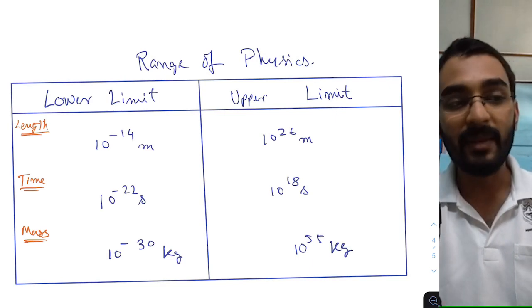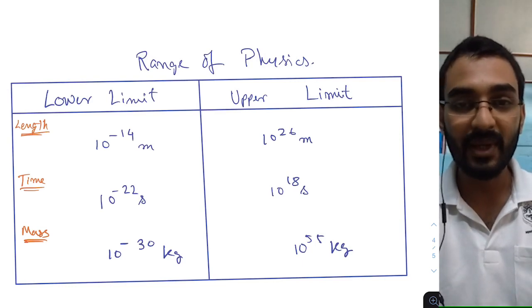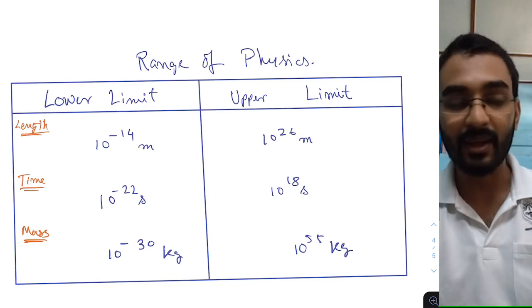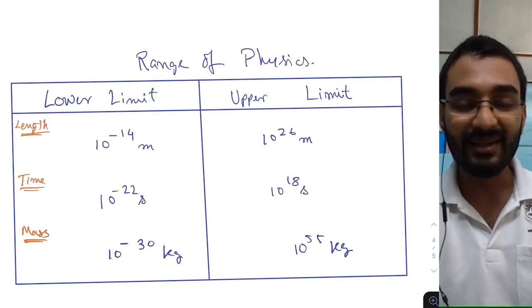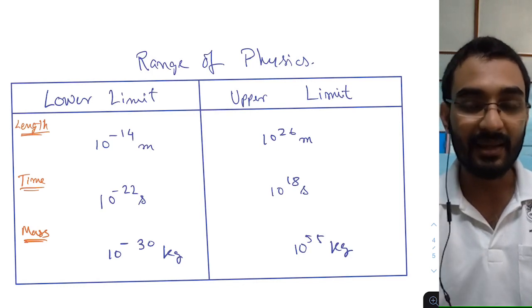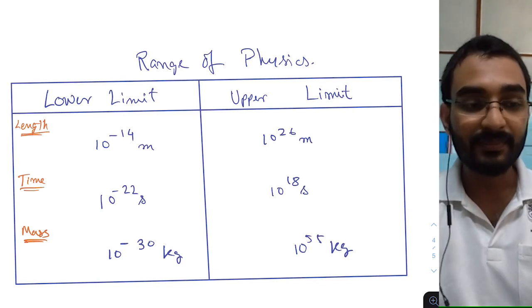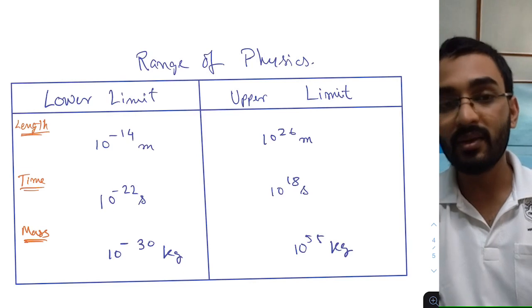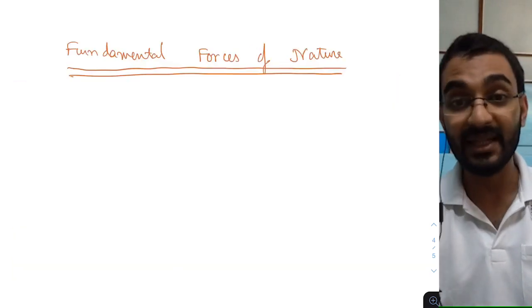The range of time can be found by dividing the length scale by the speed of light, and it comes out to be 10 to the power minus 22 seconds to 10 to the power 18 seconds. That's a huge gap. Now let's see the range of mass. The range of mass goes from about 10 to the power minus 30 kg, or 10 to the power minus 27 kg, approximately in that range, to 10 to the power 55 kg. That's the mass of the observable universe. Every terrestrial phenomenon lies somewhere in between this range.